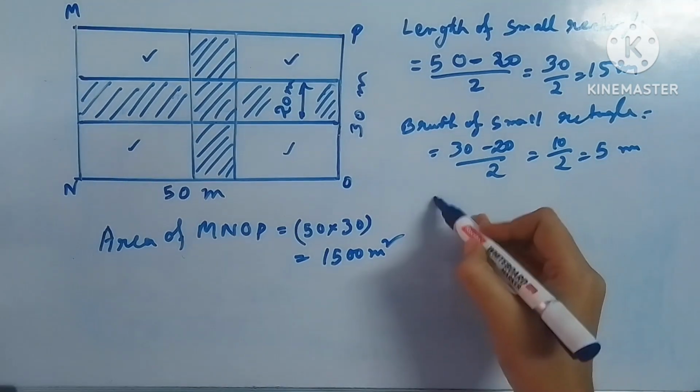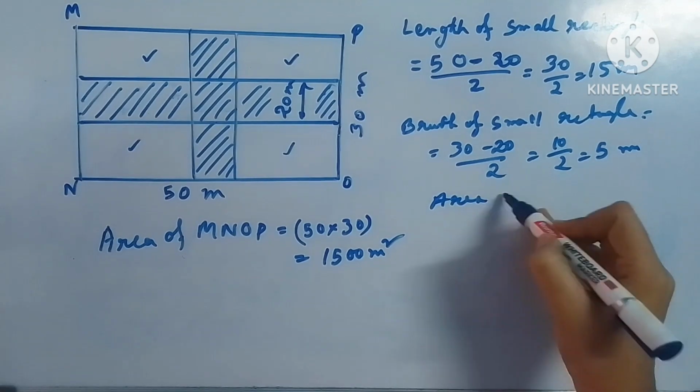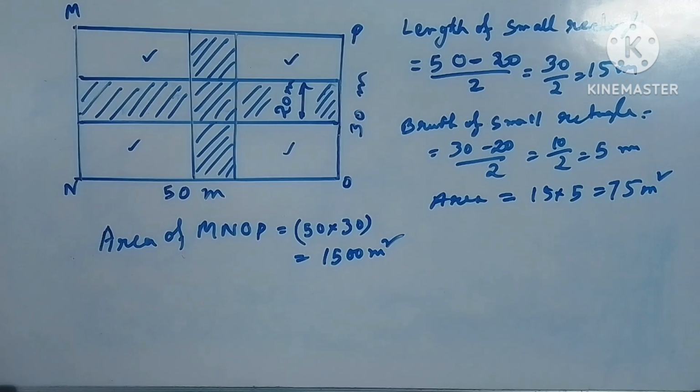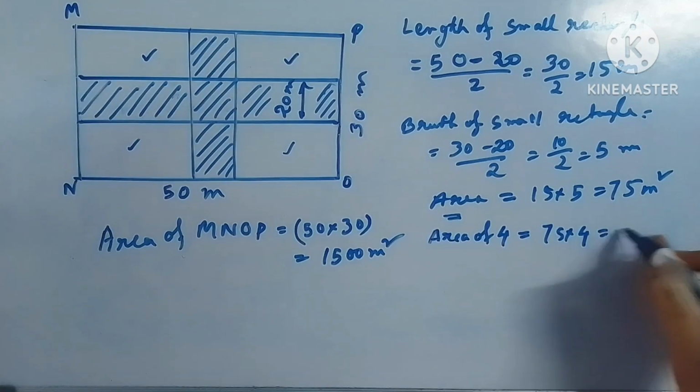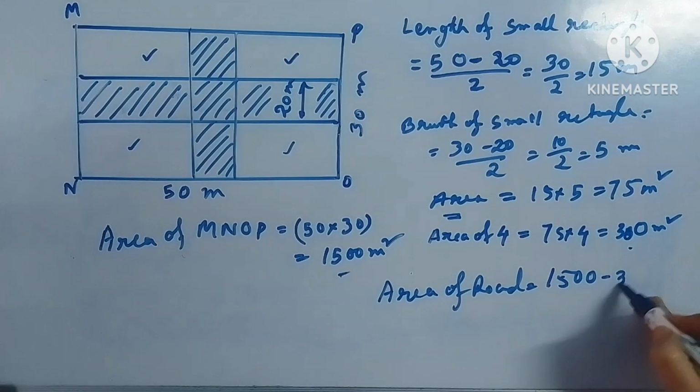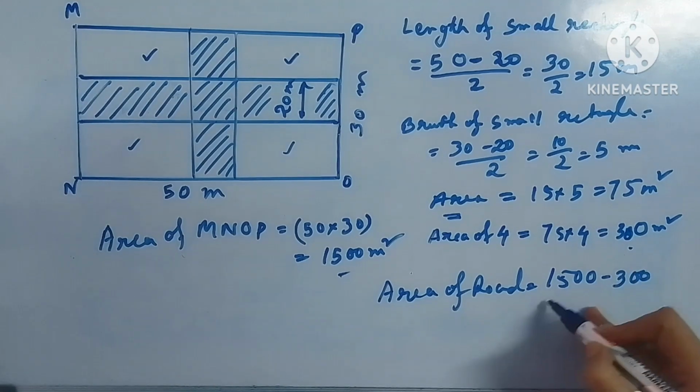Now after getting the length and breadth of each of the 4 rectangles, we have to calculate the area of it. To get the area of 4 rectangles, we have to multiply it by 4, and then we have to subtract it from the area of the total park.